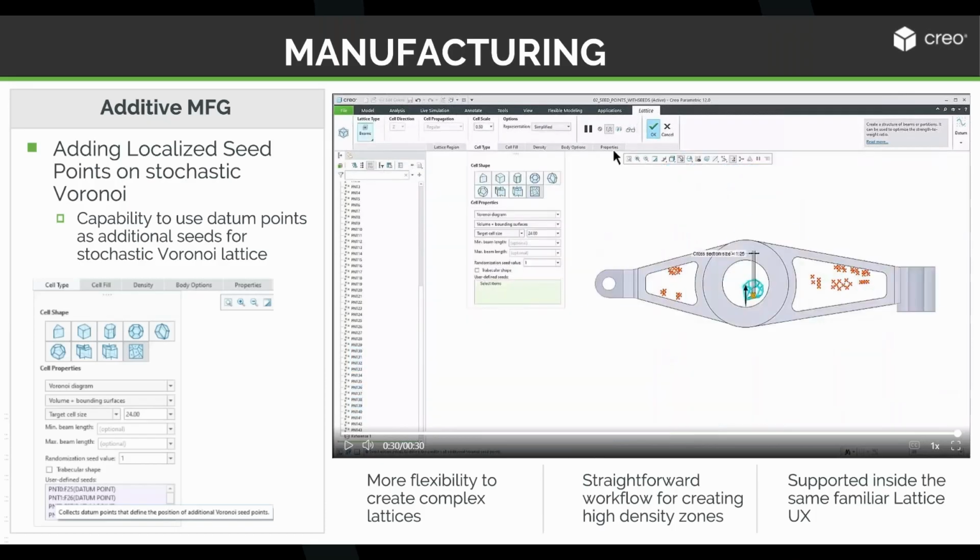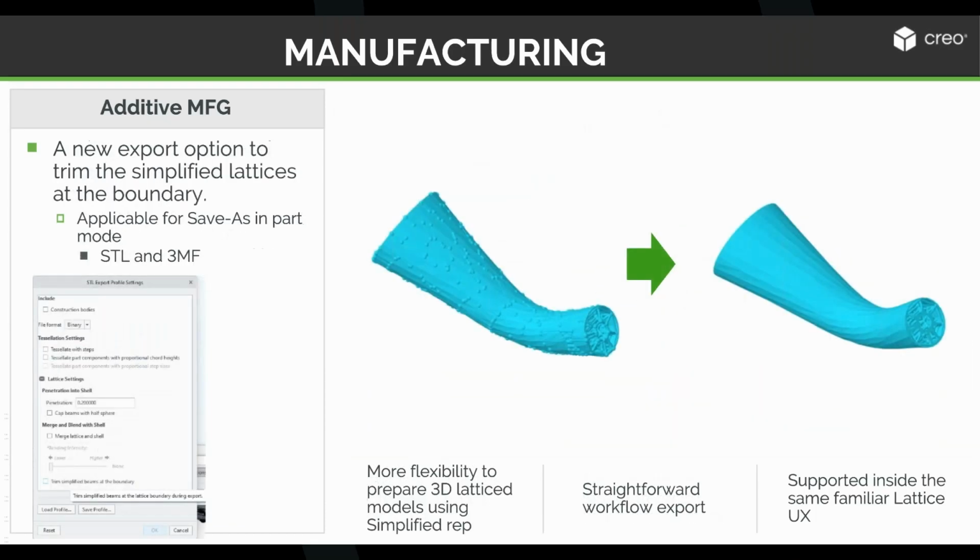print. In Creo 12, while exporting as an STL or 3MF file, we have a new option that trims the lattices at the boundary so that you can get a clean, watertight mesh, no spikes, fewer errors when slicing, and no need to clean up the geometry once it's printed.